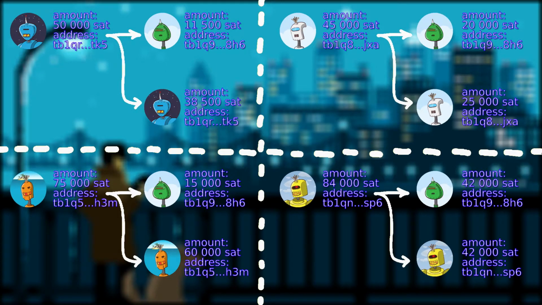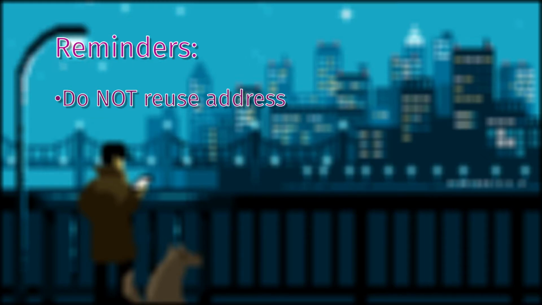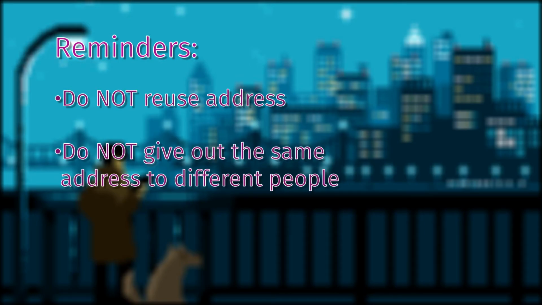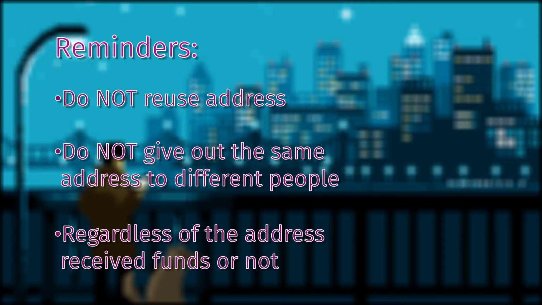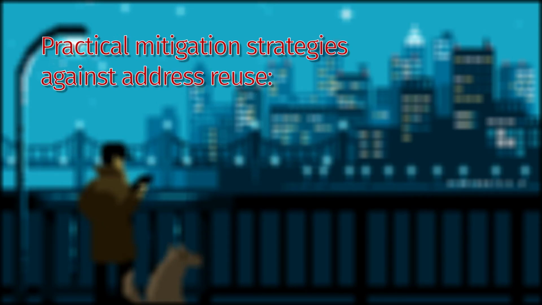I think it's pretty clear at this stage that reusing addresses has disadvantages for both the sender and the receiver. I could easily tell you not to reuse addresses or give out the same address to different people, regardless of whether the address has ultimately received funds or not. So what are more practical ways to prevent address reuse?